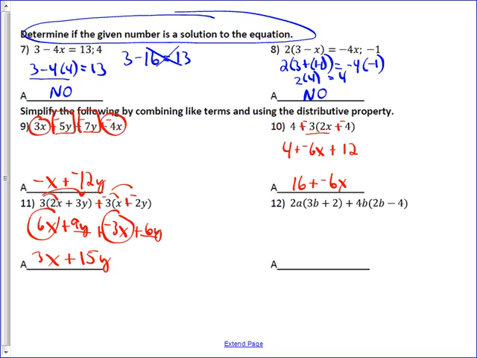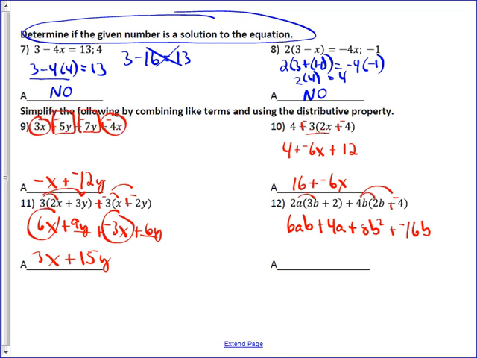So 3x plus 15y. And then finally on 12, it's the same idea. 2a times 3b is 6ab. Now make sure you understand that it's 2 times 3 to get 6, and a times b to get ab. And then 2a times 2 is 4a, and then 4b times 2b is 8b squared. 4 times 2 is 8, b times b is b squared. And 4b times negative 4 is a negative 16b.